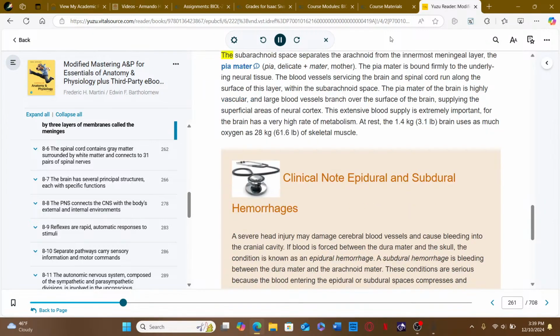The pia mater. The subarachnoid space separates the arachnoid from the innermost meningeal layer, the pia mater, pia, delicate plus mater, mother. The pia mater is bound firmly to the underlying neural tissue. The blood vessels servicing the brain and spinal cord run along the surface of this layer, within the subarachnoid space.